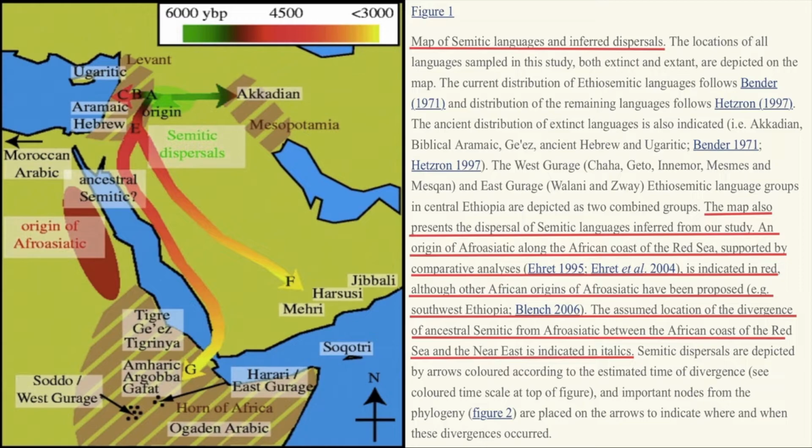And again, just going to quickly read this. This map also presents a dispersal of Semitic languages inferred from our study and origin of Afroasiatic along the African coast of the Red Sea, supported by comparative analysis, is indicated in red, although other African origins of Afroasiatic have been proposed, such as southwest Ethiopia. The assumed location of the divergence of ancestral Semitic from Afroasiatic between the African coast of the Red Sea and the Near East is indicated in italics right here.